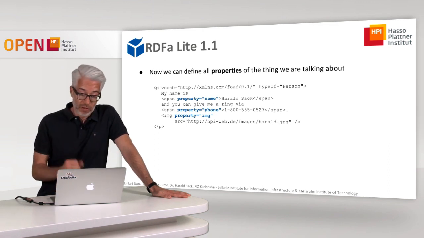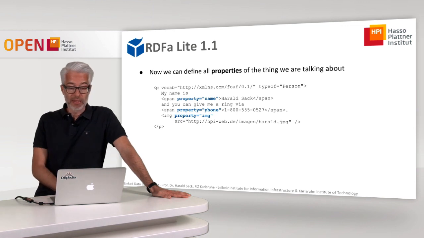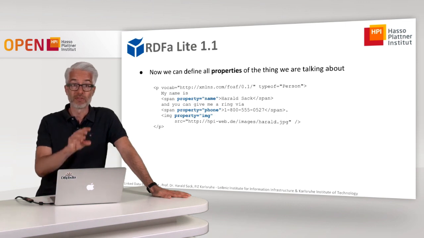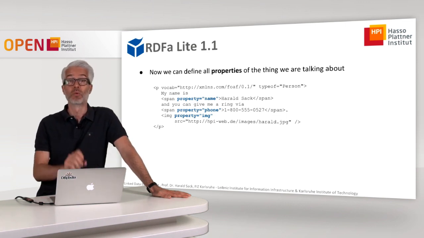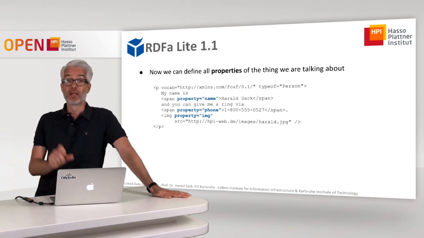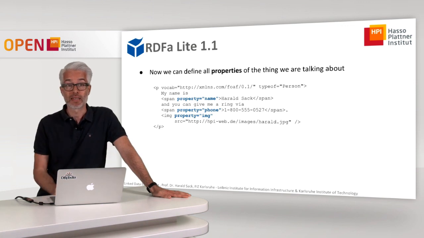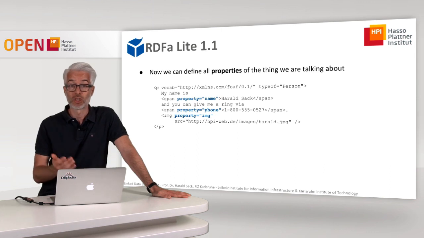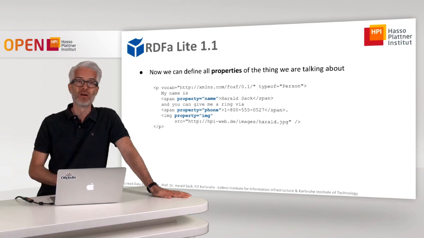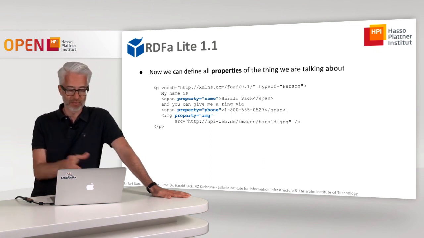So the first that I see here is my name is Harald Sack, and of course FOAF offers the possibility to define a name, so it has a property which is called name. Simply, I use this property: I define a span HTML tag with property equals name, and within the span tag I write simply character data, the string Harald Sack, which is the literal assigned to the property name of this entire construct. So the name is Harald Sack.